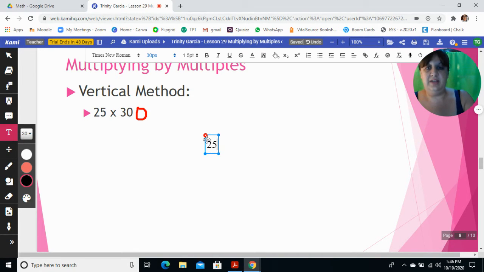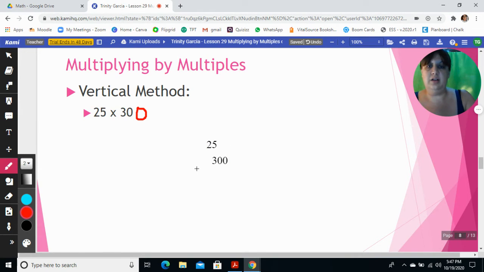We're going to put 25 again at the top and we're going to scooch over and now we're going to put the 3 and then we're going to add the 2 zeros at the end so that we're multiplying by 300. And then we're going to draw our nice little line on the bottom and our multiplication sign so that we know that it's a multiplication problem.